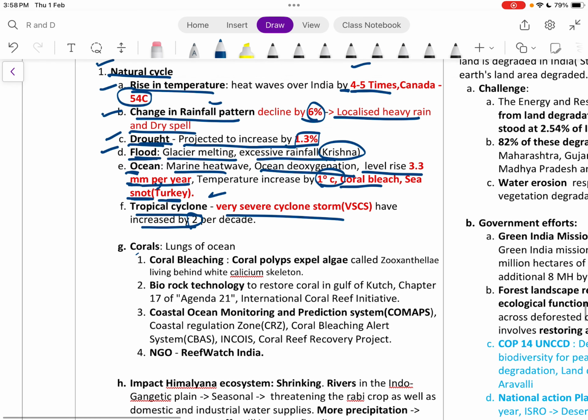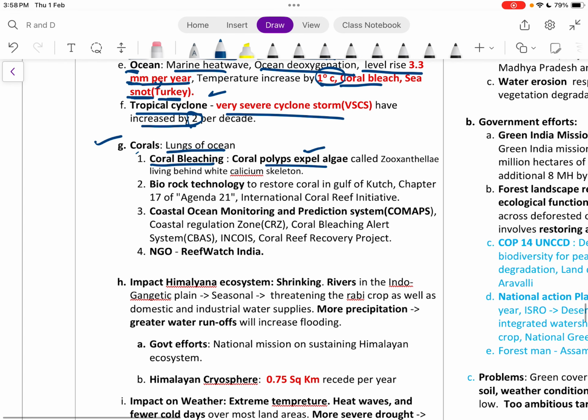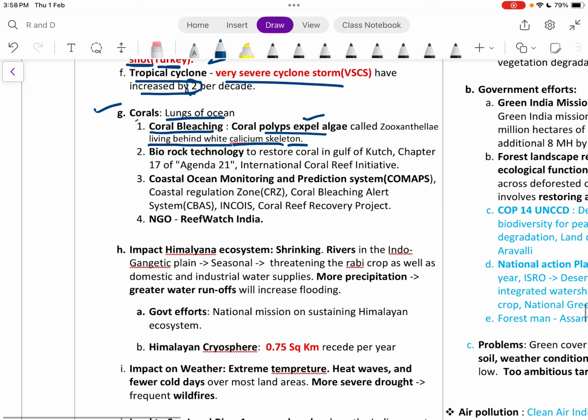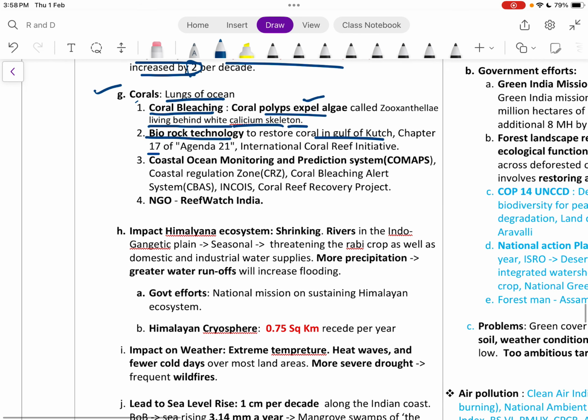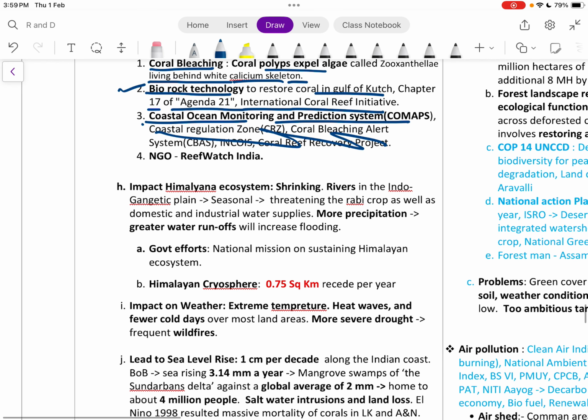Corals are the lungs of the ocean. In coral bleaching, coral polyps expel algae called zooxanthellae, leaving behind the white calcium skeleton. Biorock technology to restore corals in the Gulf of Kutch, Chapter 17 of Agenda 21, International Coral Reef Initiative. These are the way forward, good initiatives through which corals can be revived. Coral ocean monitoring and prediction system, NGO Reef Watch India.